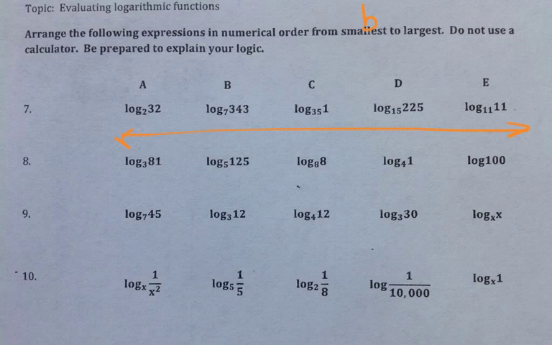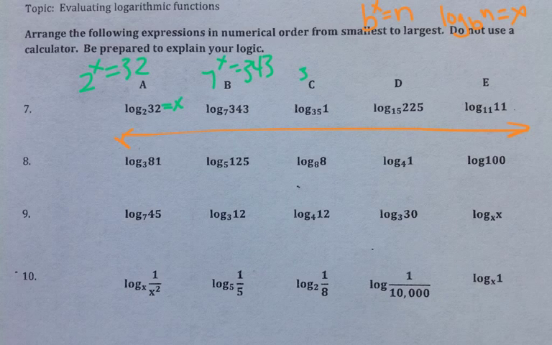B to the x equals n, and the way we translate that is the log of base b of n equals x. So on this first one, log base 2 of 32, that would be like 2 to the x is equal to 32. Well, what is x? B would be 7 to the x equals 343.